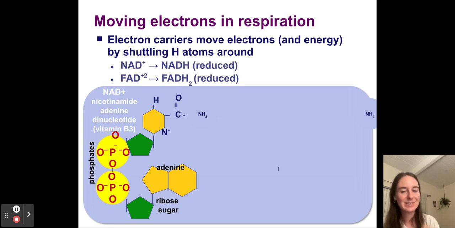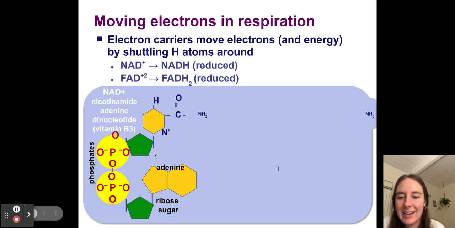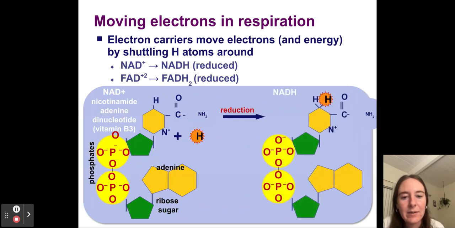It's become reduced. It's become more negative. All right. So here is the molecular structure. And this is a nucleotide, right? And notice it has the ability to latch onto a hydrogen to become reduced. And now when you reduce it, it becomes NADH.